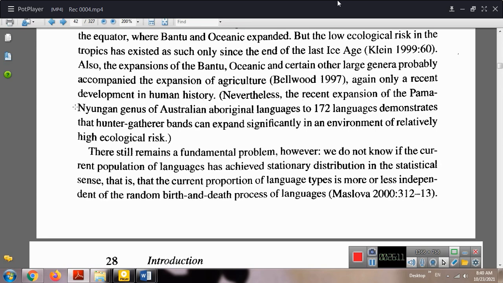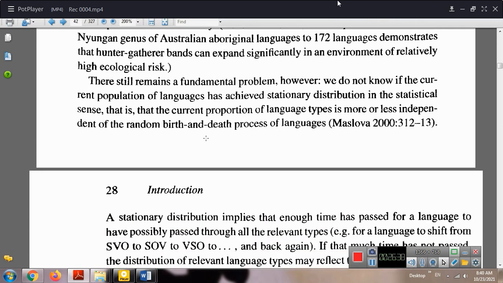Nevertheless, the recent expansion of the Pama-Nyungan genus of Australian Aboriginal languages to 172 languages demonstrates that hunter-gatherer bands can expand significantly in an environment of relatively high ecological risk.